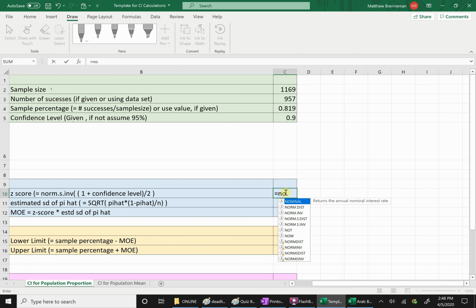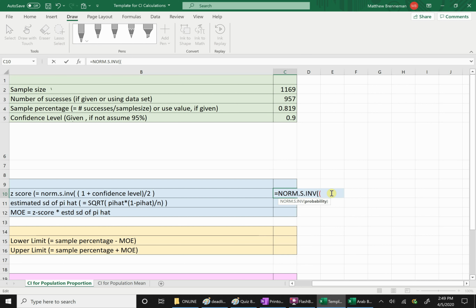So what I'm going to do is NORM.S.INV. And the reason why I'm going to choose S is S stands for the standard normal. This calculation is easy. Notice it's not asking me for the mean and the standard deviation like the usual NORM.INV does. Why? Because for the standard normal, by default, we know the mean and the standard deviation. The mean is 0, the standard deviation is 1, so there's no need to compute it. Now the probability is a little tricky though. I want to show you this.